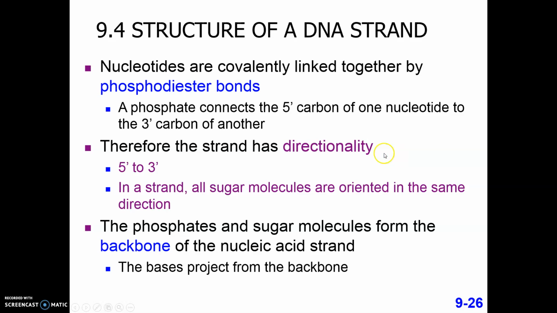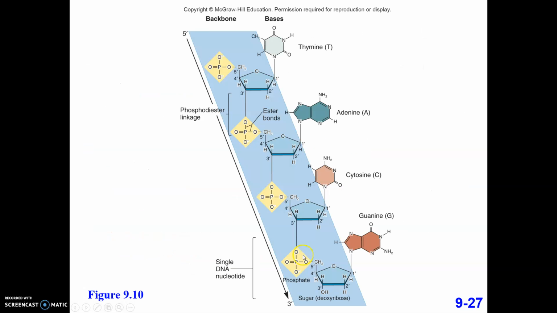Now, all of these sugars are orientated the same way on an individual strand, and the alternation of phosphate and sugar makes up the backbone of the nucleic acid strand. And this backbone looks the same for all pieces of DNA. So let's take an actual look here. You can see that we have a deoxyribose sugar right here. You can tell it's deoxyribose because if you look at number 2, there's no oxygen.